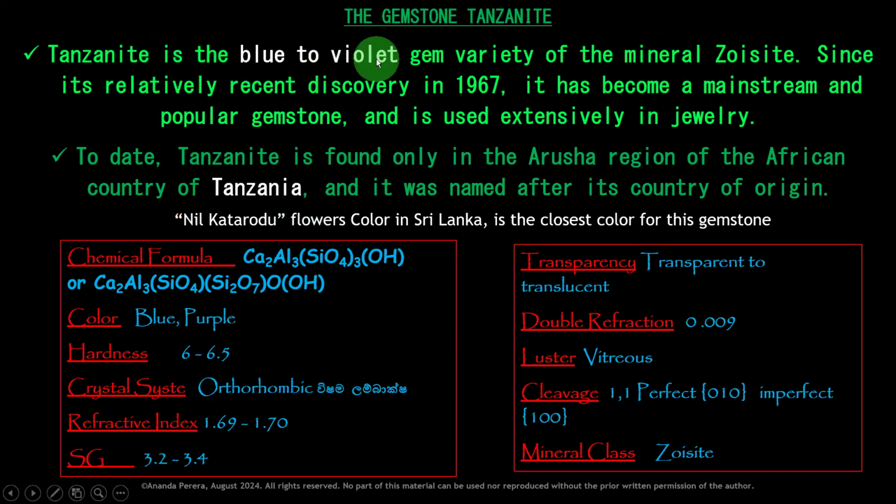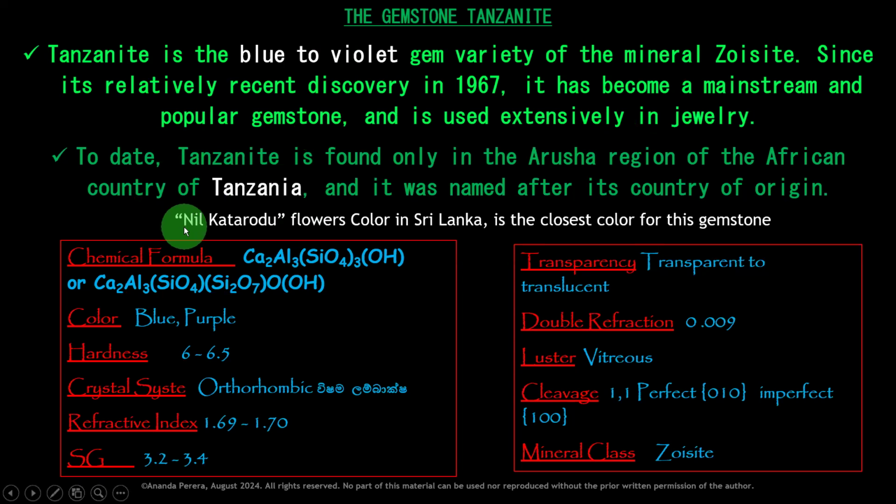Tanzanite is the blue to violet gem variety of the mineral zoisite. Since its relatively recent discovery in 1967, it has become a mainstream and popular gemstone and is used extensively in jewelry. Mainly in jewelry, it replaces the blue sapphire. So it is very nice. It is giving a very, very nice color.